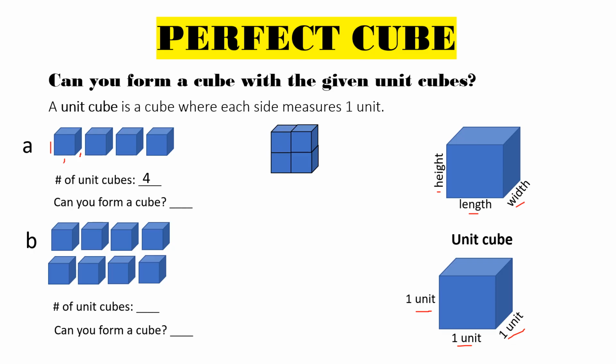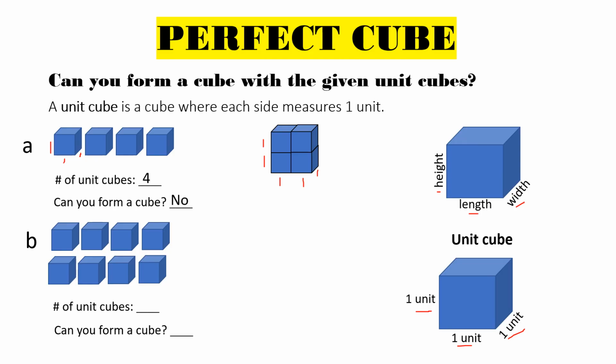Once again, class, for a cube, all sides must be equal. For our length, we have 1 and then 1, so that would be 2 units for the length. Once again, class, each side of a unit cube is 1 unit. So 1 plus 1 is 2. And then for our height, 1 plus 1, that's 2. But for our width, class, it's only 1. As you can see, for our width, it's only 1. Therefore, class, we cannot form a cube. So our answer, class, is a big no.